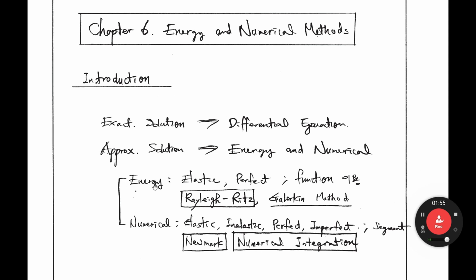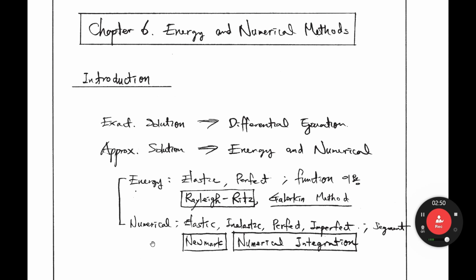If we use the energy approach, we just consider the elastic range and a perfect system, so we can get PCR. In the energy approach, we assume some function and then solve it to get PCR. There are two different energy approaches. One is the Rayleigh-Ritz method and another one is the Galerkin method. I'd like to just introduce the Rayleigh-Ritz method.